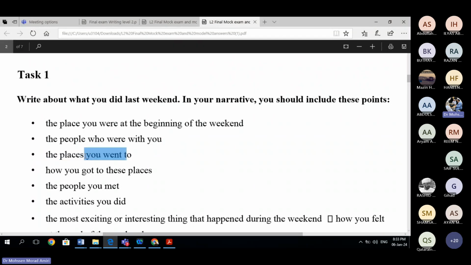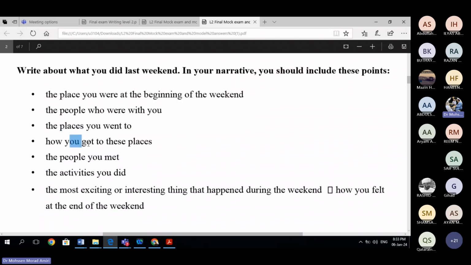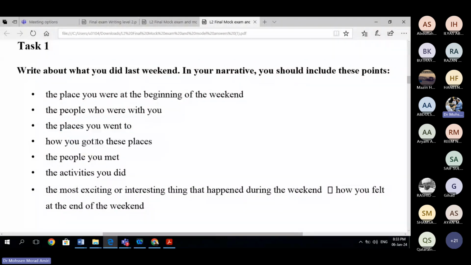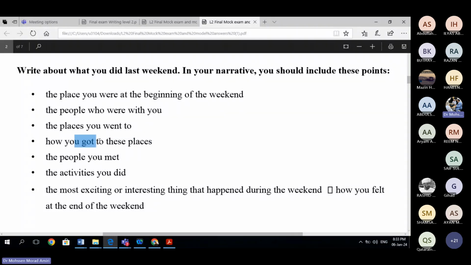For example, you did not go to Nizwa, but you can write, I went to Nizwa, okay? Or I went to Muscat. So absolutely fine. Or I went to Ibri, all right? How you got to these places, I mean how you went there. I went there by car, by my father's car.